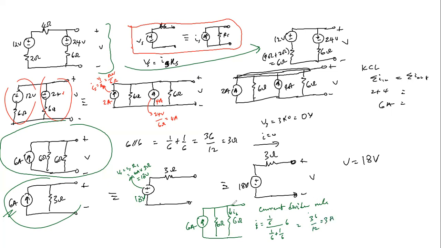And now, the voltage across this 6 ohm resistor, V equals I6 times 6 ohms, which will be 3 times 6, which gives us 18 volts. And that is the voltage across this terminal, which is the same voltage across this terminal. So meaning this is fully validated by different methods.